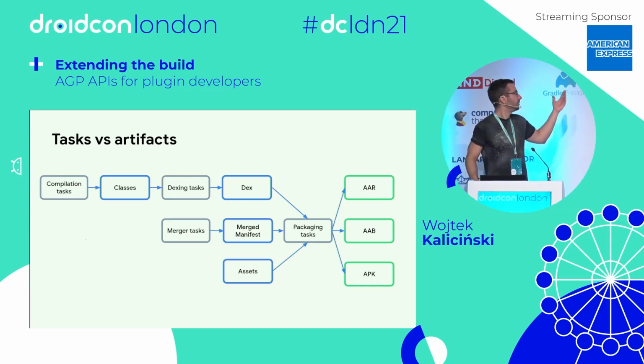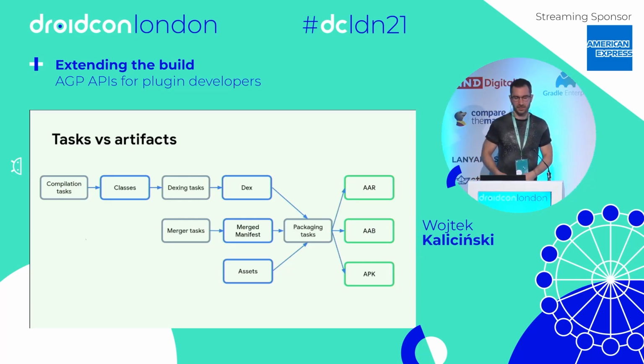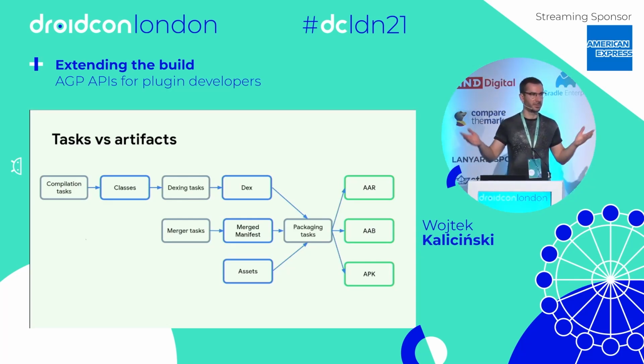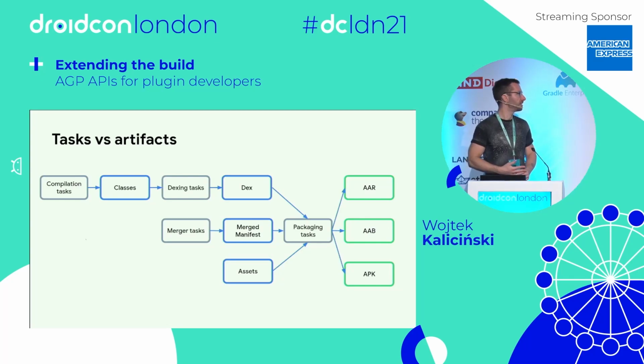But imagine that AGP has to do some of these things, like it has some compilation tasks that take your sources and turn them into classes. Then it has the dexing tasks, as we discussed, that create the dex files, which it then packages to APKs or AABs. And then similarly, it has some kind of merger that takes all the manifests and puts them into one manifest that gets packaged, same with assets.